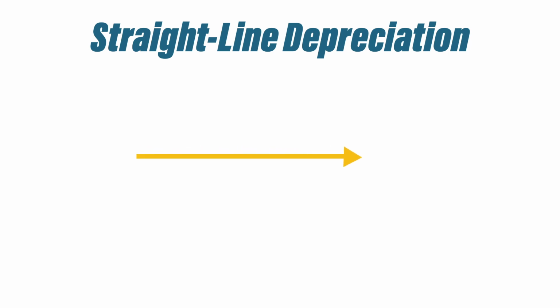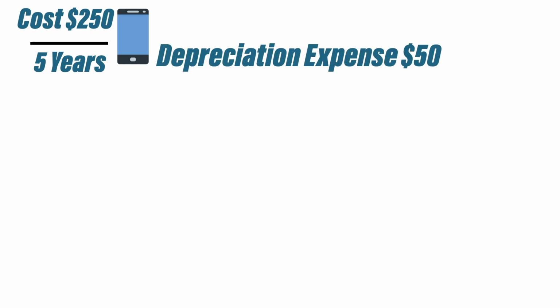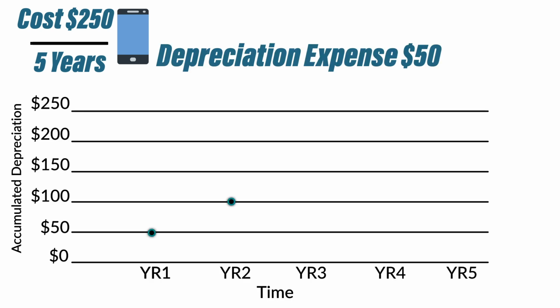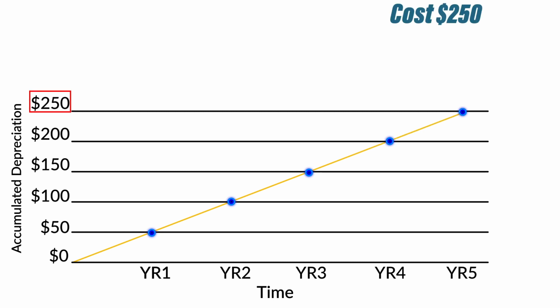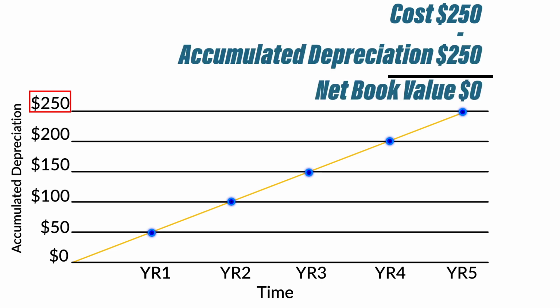Think about those two words, straight line, meaning even or equal. Your depreciation expense is the same amount every single year. It never changes. So let's say you bought a cell phone for $250 and you think it's going to last for 5 years. So you divide $250 by 5. Therefore, your depreciation expense every year is going to be $50. It's not going to change. After 5 years, your accumulated depreciation will be $250. Since your cost was $250 and your accumulated depreciation is $250, then your asset is worth $0.